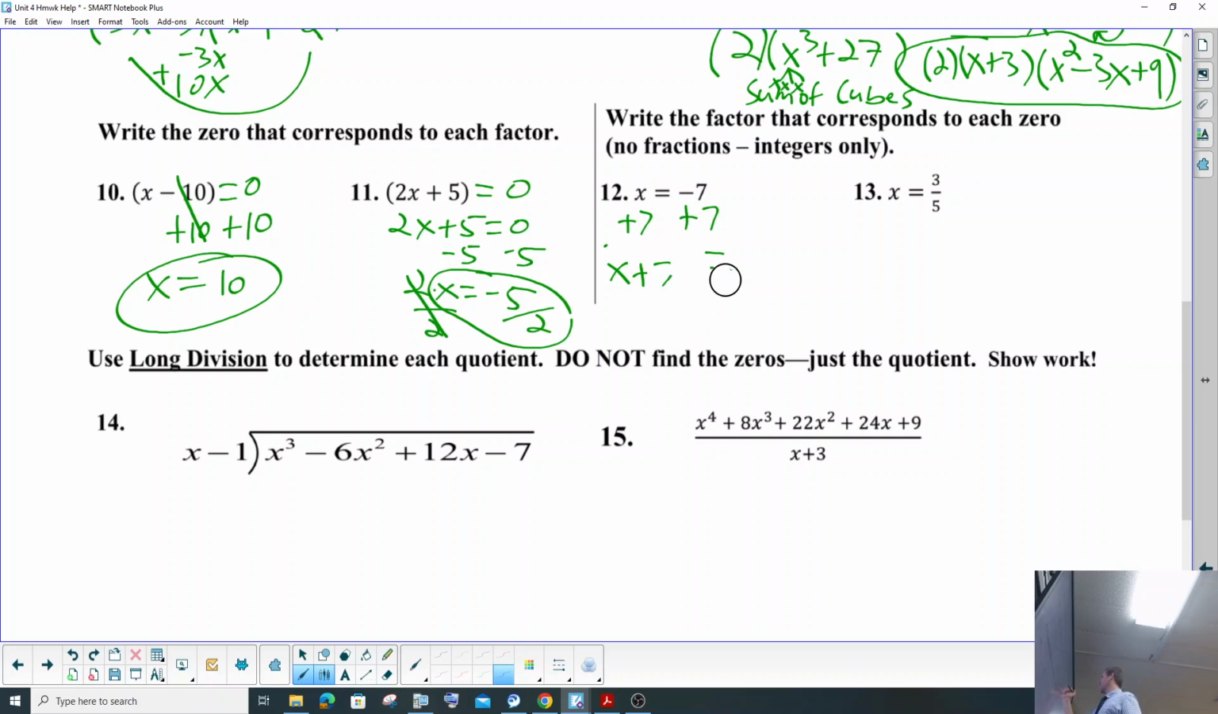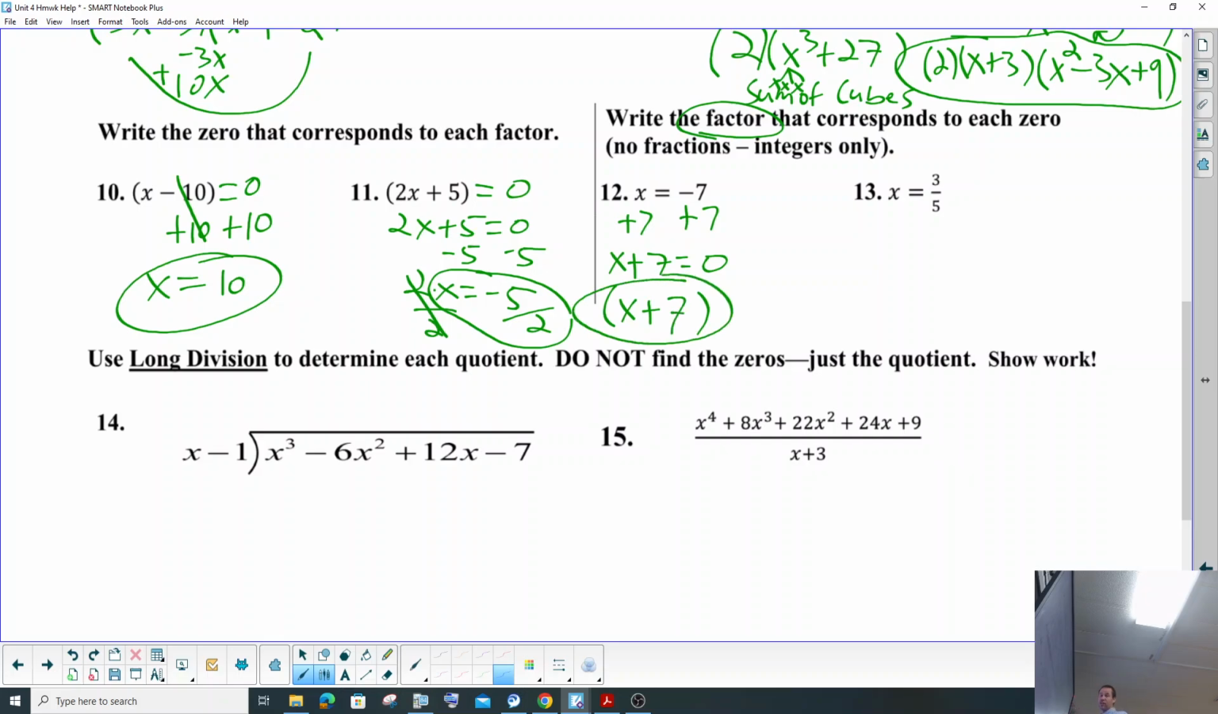Let me go back. So we add 7 to the other side. We get x plus 7 is equal to 0. And so we want to write the factor. Remember we set it equal to 0 and solve for x, but we're reverse engineering it. Before we got to that point, it was in parentheses. So then we have x plus 7 in parentheses, and that's just our answer.